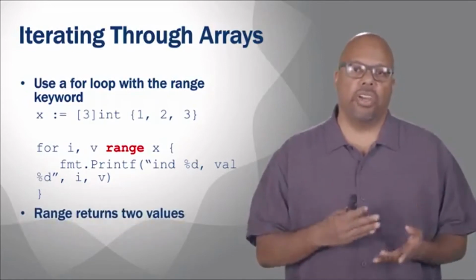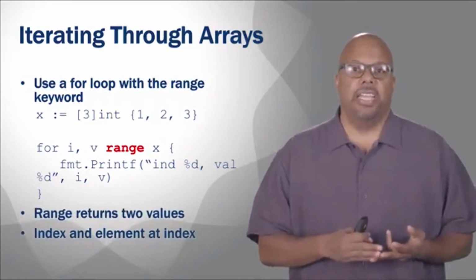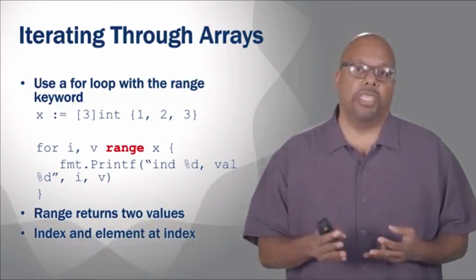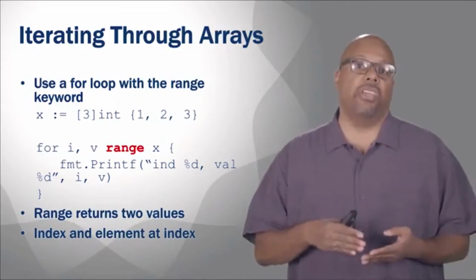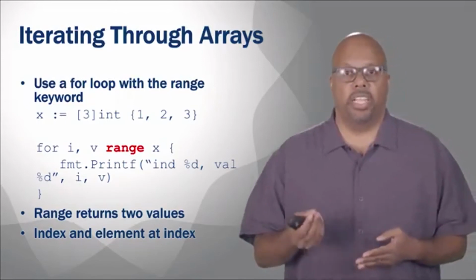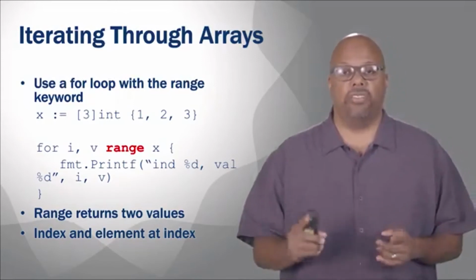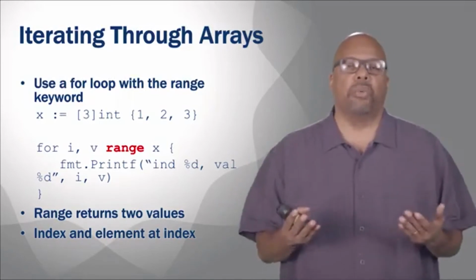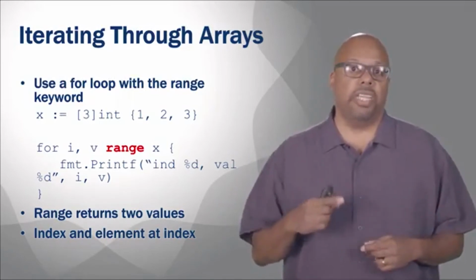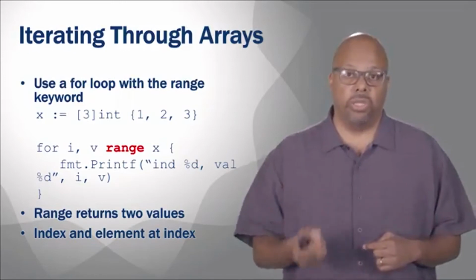We've got two variables here, i and v. i is the index of the array element that we're looking at in this particular pass, and v is going to be bound to the value of the array element that we're looking at in this pass. So the idea here is that in this loop, if you look inside the curly brackets, there's a print statement. That print statement is going to get executed once each pass through the loop.